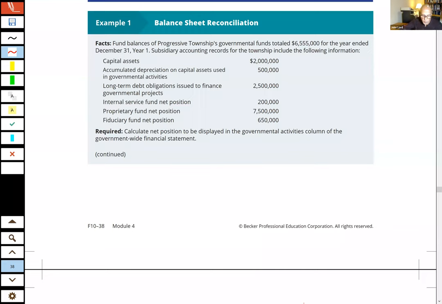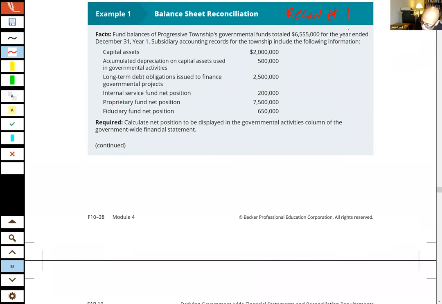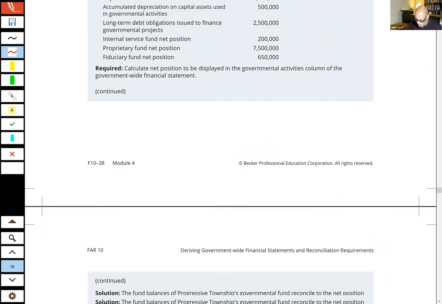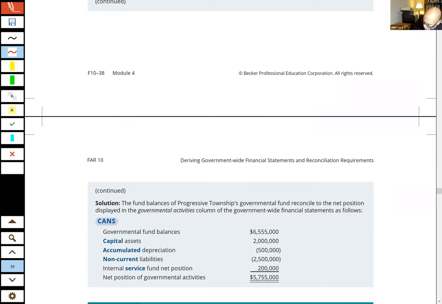Okay, and this is Recon 1, because you're going to reconcile the balance sheet, you're going to reconcile the income statement. This would be the balance sheet, the statement of net position. They give us all this information, and then they want me to prepare the reconciliation. So when you look, they start out with what? The total of the governmental funds. So you come down and you look at the solution, you start with that.